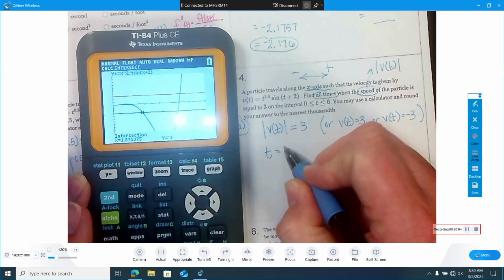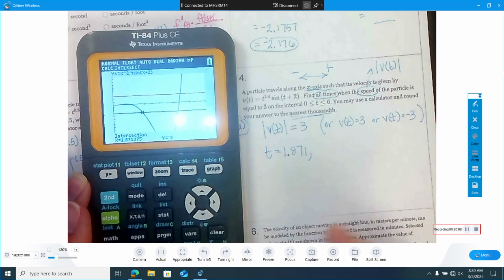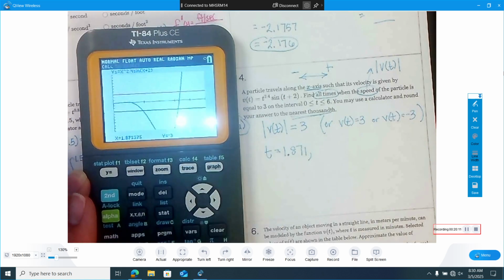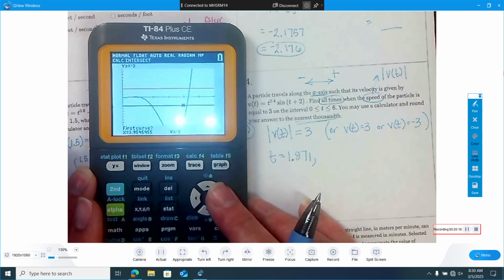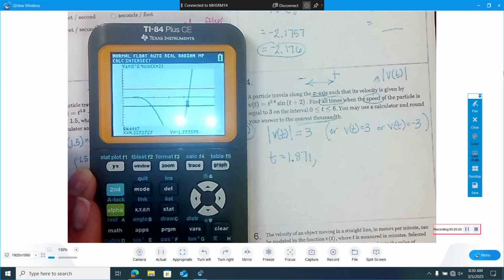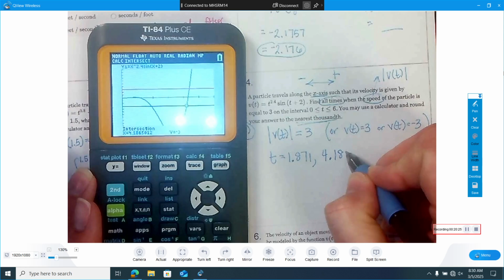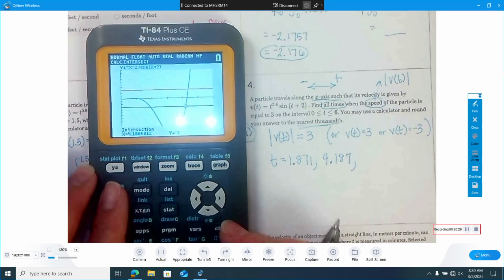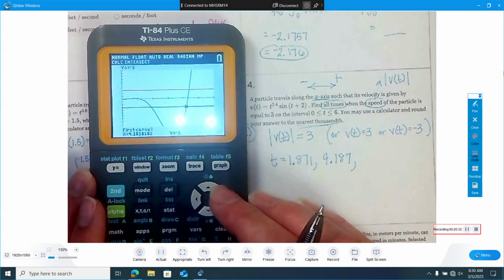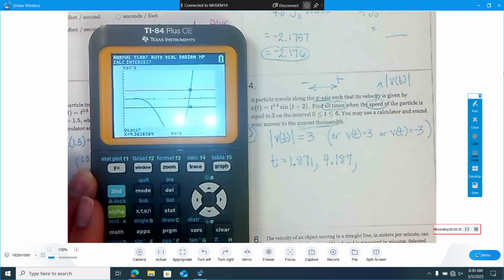So we get t equals 1.871. I am rounding to the nearest thousandth. I'm going to do it again, calculate. I'm going to move Tinkerbell to my black line. Enter, enter, enter. I get 4.187, rounding that one. And then calculate again, moving to the red line, and now moving over to the intersection.